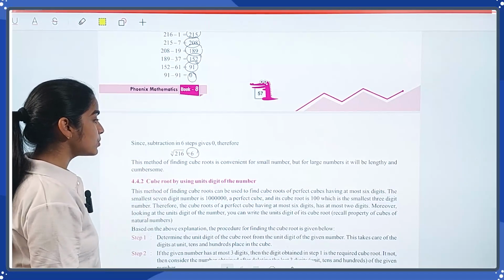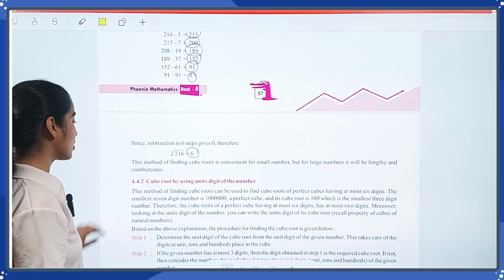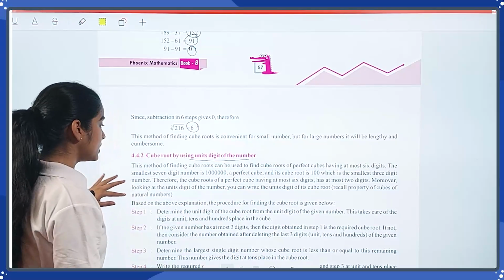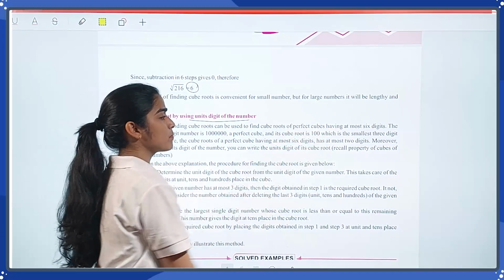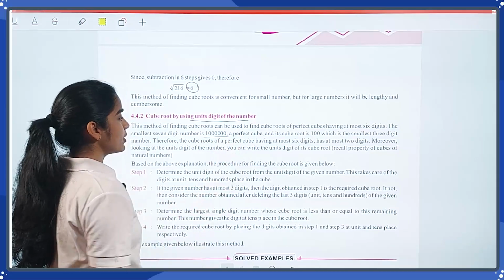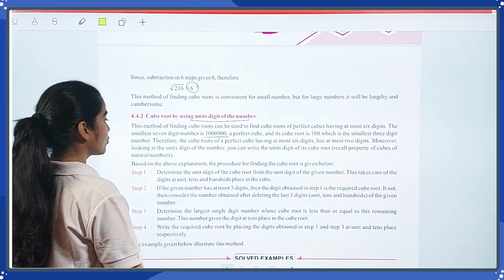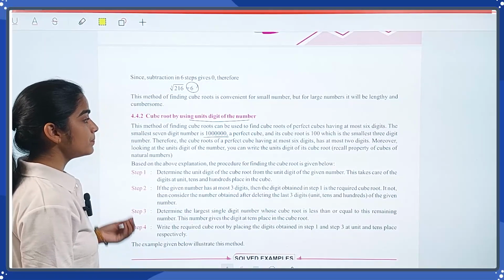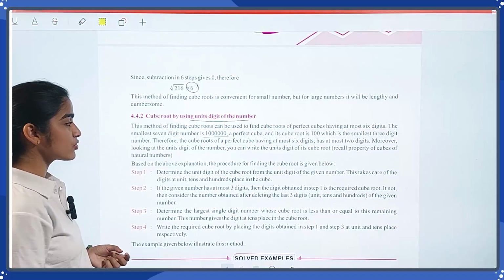This method of finding cube roots is convenient for small numbers, but for large numbers it will be lengthy and cumbersome. Now, cube root by using the units digit of the number. This method can be used to find cube roots of perfect cubes having at most 6 digits. The smallest 7-digit number is a perfect cube and its cube root is 100, which is the smallest 3-digit number. Therefore, the cube root of a perfect cube having at most 6 digits has at most 2 digits. Moreover, looking at the units digit of the number, you can write the units digit of its cube root.